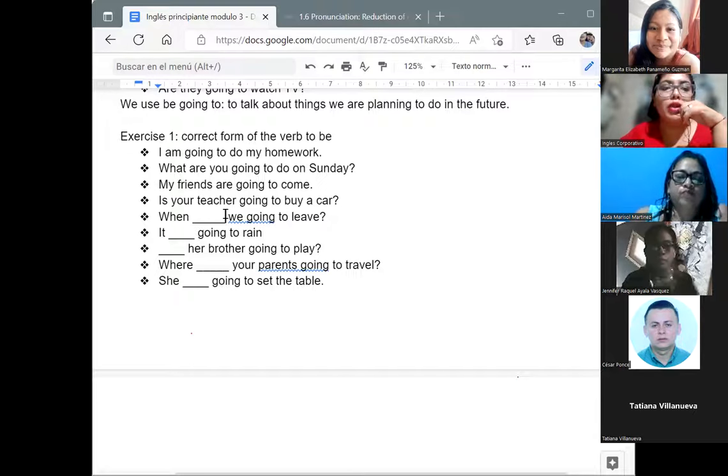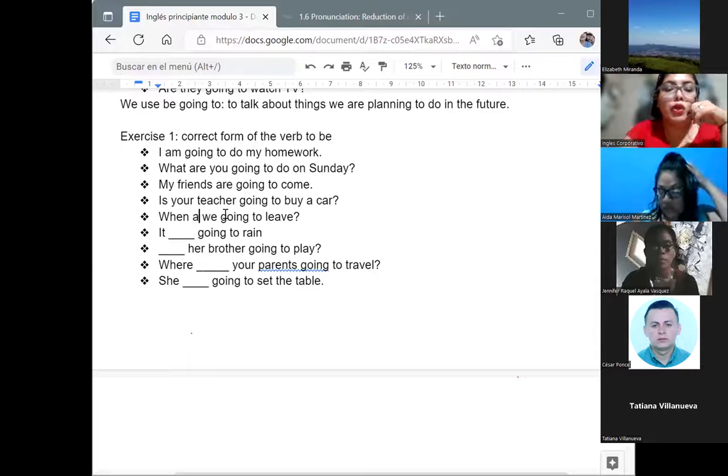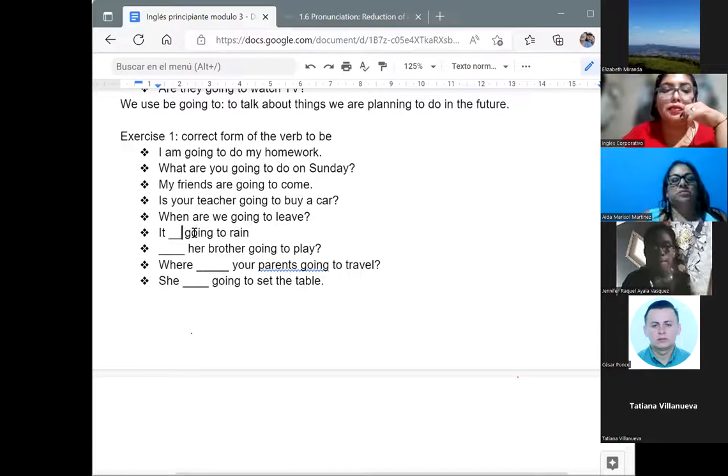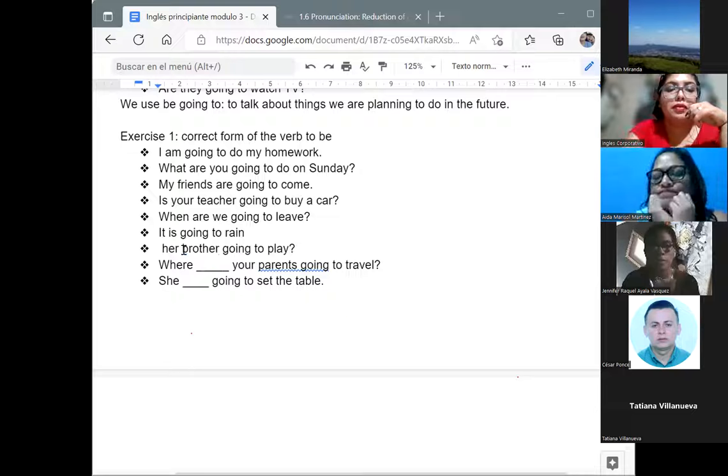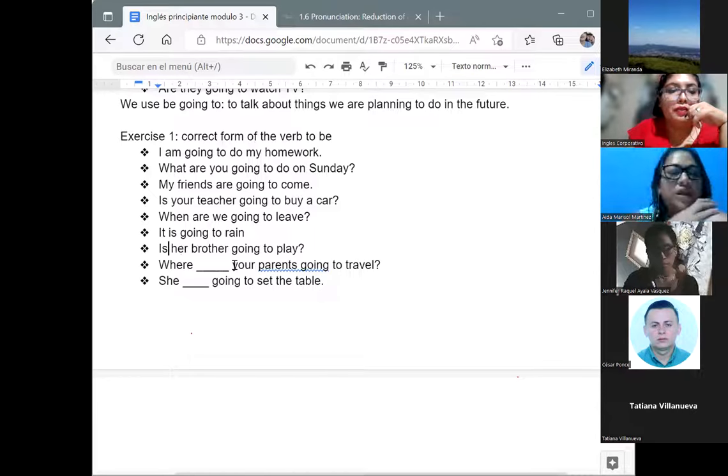Next one. When we going to leave? When are we going to leave? Next one. It is going to rain. Good. It is going to rain. Perfect. Next one. Her brother is going to play. Is her brother going to play?